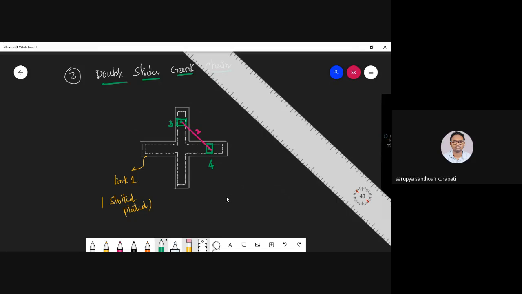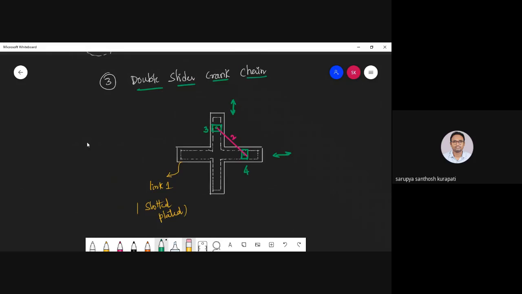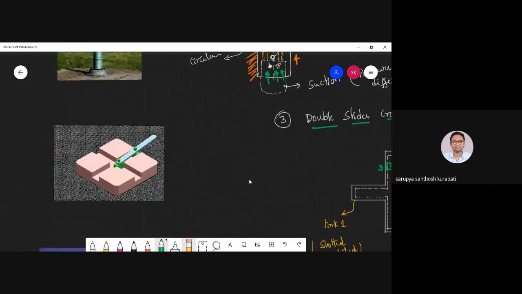So in the slotted plate, what happened? I'm arranging these two sliders in the slotted plate, one in the X direction, the other in the Y direction. So this is the 2D representation. In the 3D, you can see here. Can you see it? This is the slotted plate.